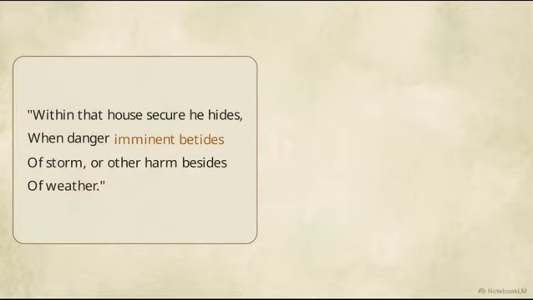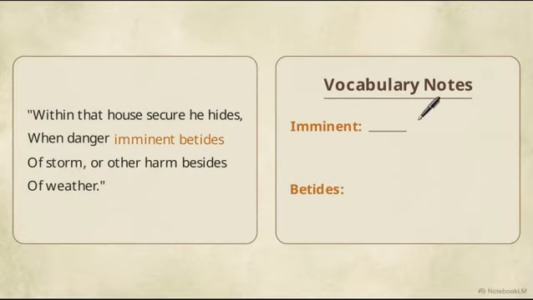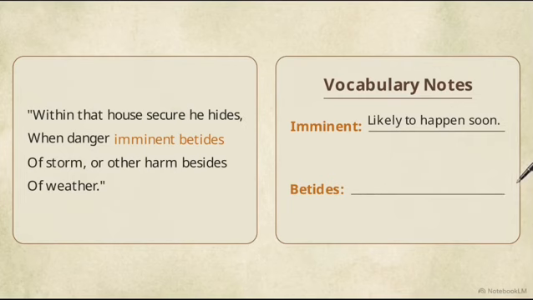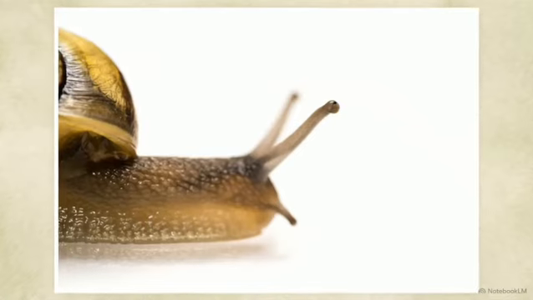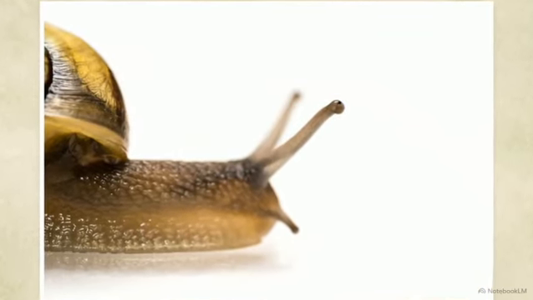You should record 2 key vocabulary words from this section. Imminent means likely to happen soon, and betides means to befall or happen. These stanzas establish the shell as a fortress, representing the human need for a secure domestic refuge from the outside world. Stanza 3 describes the snail's extreme sensitivity.